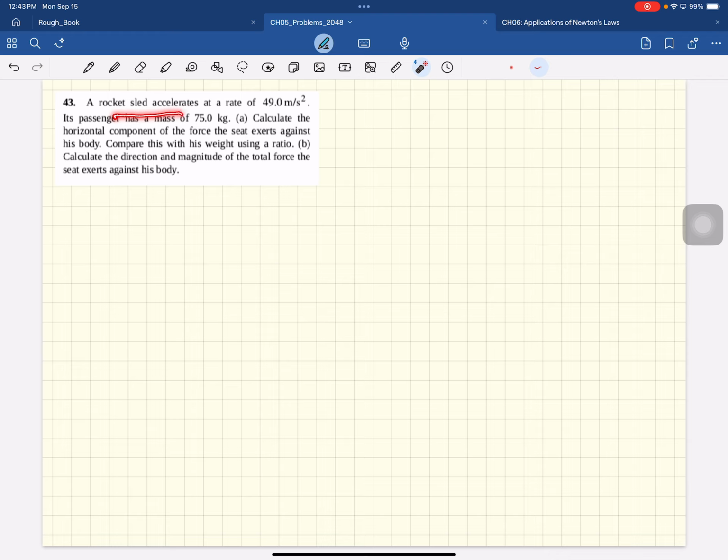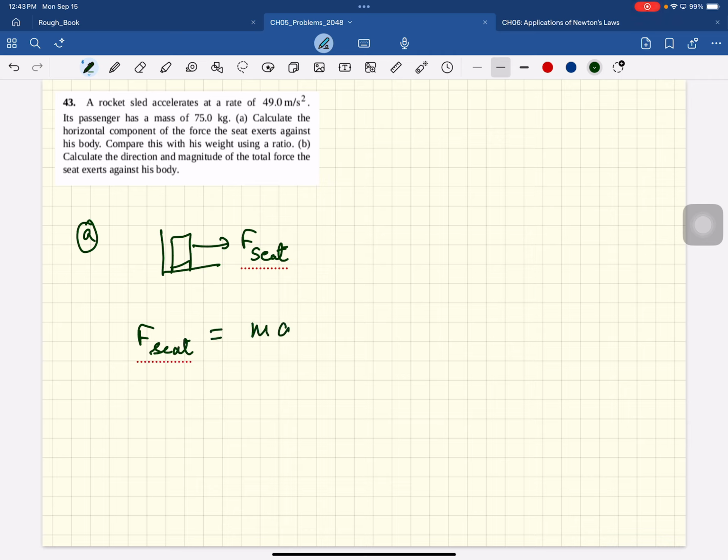Okay, the sled accelerates at a rate of 49 meters per second squared. Its passenger has a mass of 75 kg. Calculate the horizontal component of the force the seat exerts against his body. Compare this with his weight. So here's the passenger sitting, and here is the seat exerting a force on him. And the seat is exerting a force equal to mass times his acceleration.